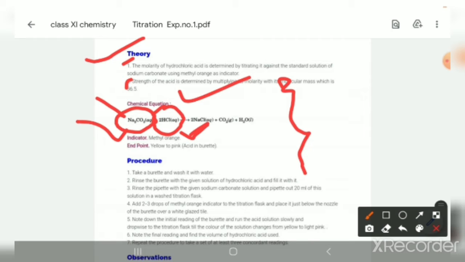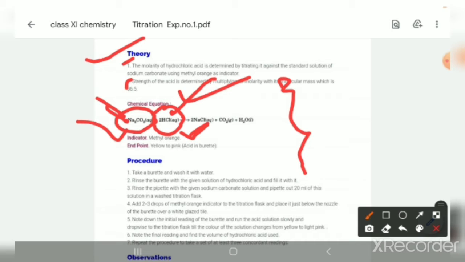This time don't use the phenolphthalein indicator, because HCl, a strong acid, is used here, and the Na2CO3 solution will be a base, but a weak base. So use methyl orange. I am going to say very clearly to you that whenever you use a strong base like NaOH or KOH, at that time use the indicator methyl orange. If your acid is strong and base is weak, at that time you use methyl orange.